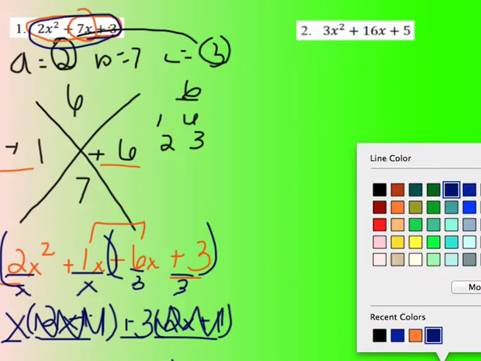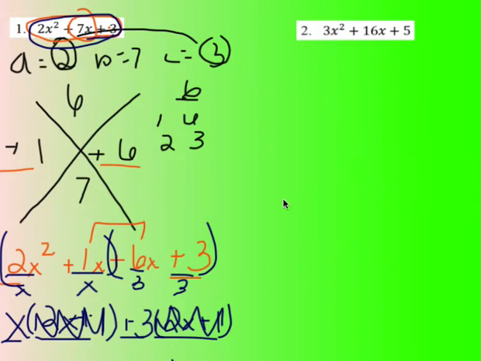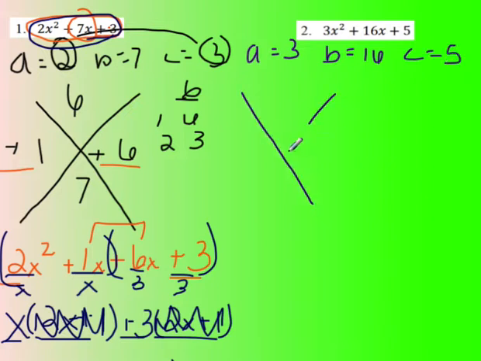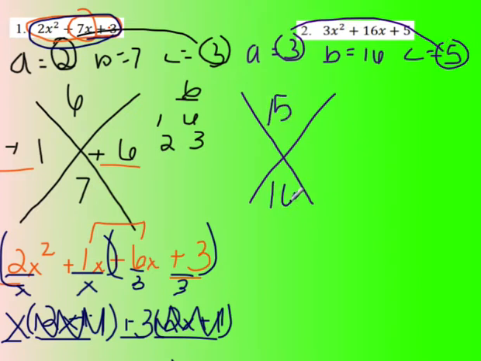We don't have too many to do today, so hopefully this starts to make sense. So let's assign our A, our B, and our C. Our A is 3, our B is 16, and our C is 5. So let's set up our x. So we're multiplying to 3 times 5, which is 15, and adding to 16. Because both our numbers are positive, then both of our factors are positive. So we have 1 and 15, 3 and 5. Well, 1 plus 15 is 16, so that's what I'm going to use.